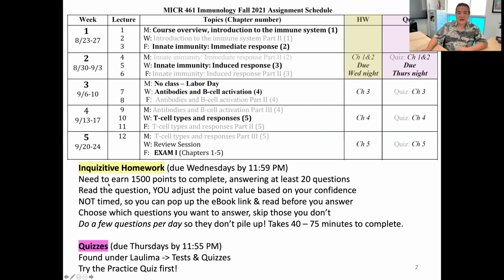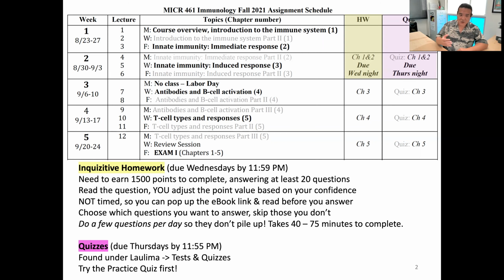Reminder that the way the inquisitive assignments work is you have a whole bunch of questions that you can choose from to answer. Your goal is to earn points by answering questions correctly, and you need to reach at least 1,500 points in order to have completed the assignment. And you have to get there by answering at least 20 questions.